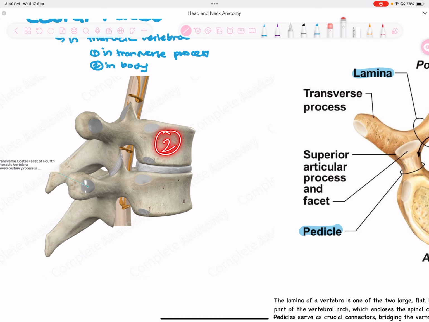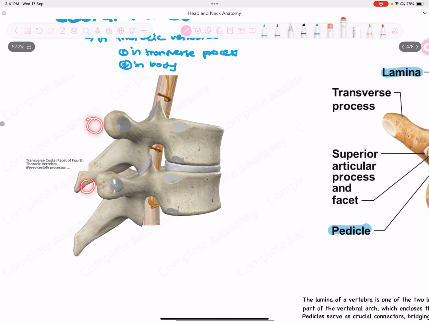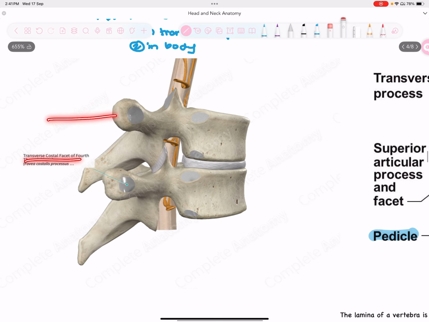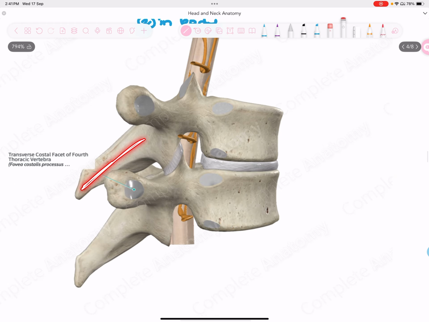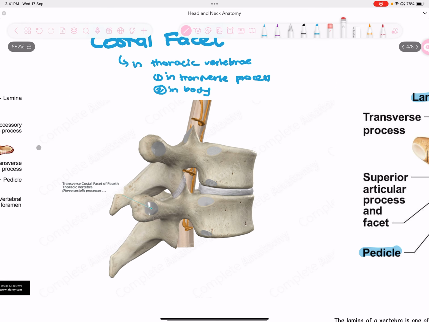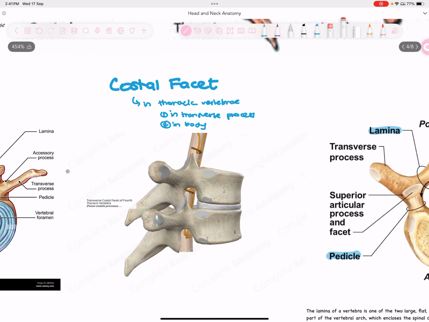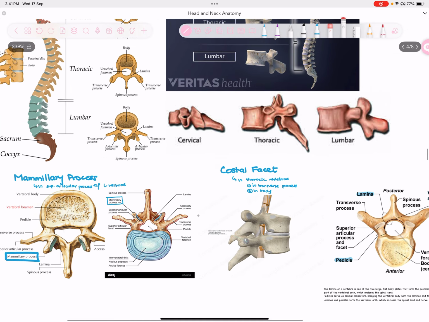So the body will have two of them, and the transverse process will have a transverse costal facet. See, transverse costal facet. So here also the costal cartilage is going to articulate, and you can see the spinous process. It's pointing posterior and inferior, right? So this is the thoracic vertebrae.